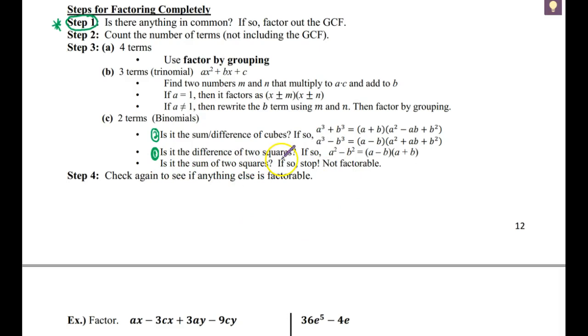And if it's a sum of squares, then that's not factorable. So sum or difference of cubes is factorable, but only the difference of squares is factorable, not the sum of squares. And then we have to ask ourselves again, is anything else factorable? So even after we've factored, it's possible that something we factored can be factored further.